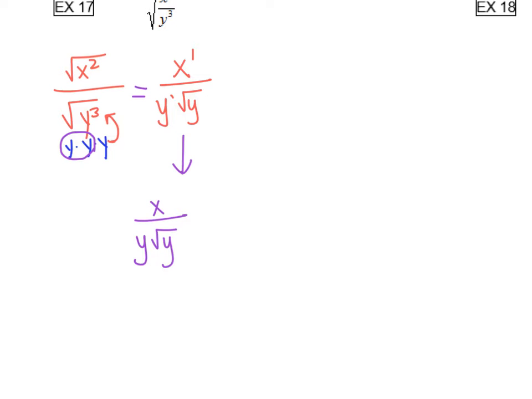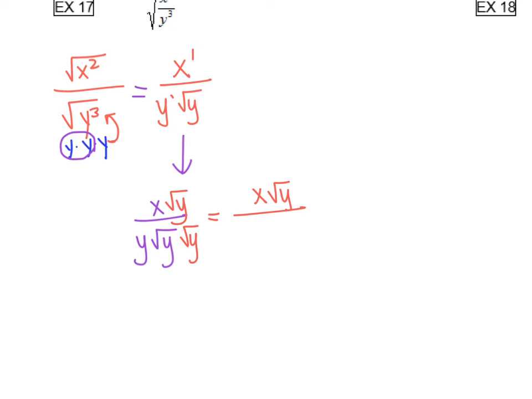Well, how does this look for a final answer? Well, we know we can't have a square root or a radical in the denominator of a fraction, so we're going to rationalize this. We have the square root of y, so we're going to multiply by the square root of y. Now on the top, that leaves us with x square root of y.